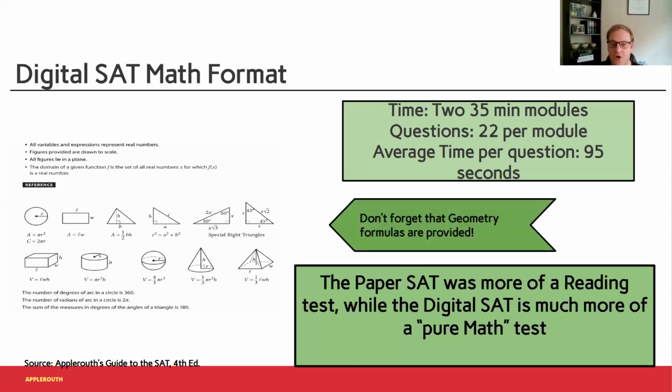Don't forget that there are geometry formulas provided. Those are on the left here. Special right triangles, 3D volume, area, circumference, Pythagoras, and even some rules about radians and degrees. So just knowing that they're there, I think is important. There's a little button on the top of the Blue Book app, when you're doing questions, that will open up that reference sheet.